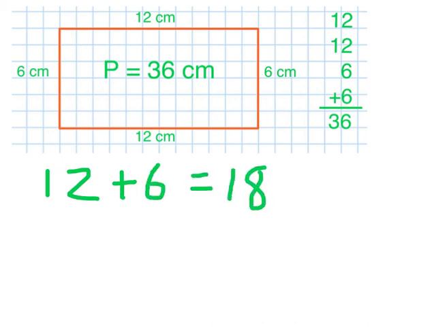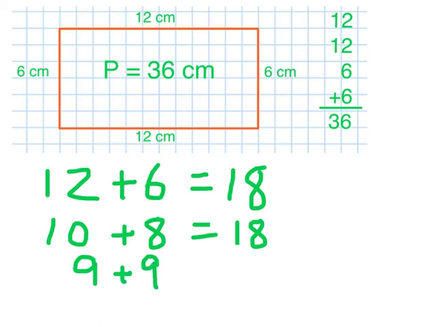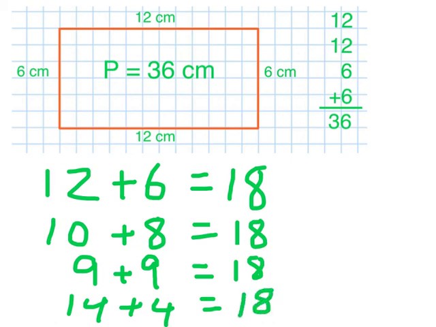Let's say, for example, 10 plus 8. That equals 18. Or how about 9 plus 9? That equals 18. Could we also try, for example, let's say 14 plus 4? That equals 18 as well, doesn't it? Now there are other additions that we can make to make 18, but let's look at these ones here.